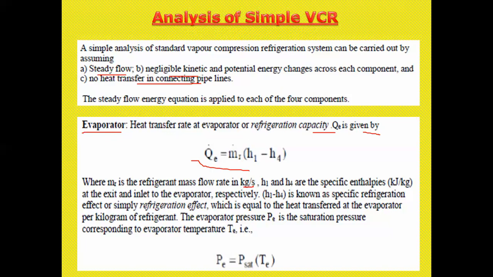in kg per second. H1 and H4 are the specific enthalpies at the exit and the inlet of the evaporator. Therefore, H1 minus H4 is known as the specific refrigeration effect, or simply the refrigeration effect. So what is the simple refrigeration effect? H1 minus H4 is the simple refrigeration effect, which is equal to the heat transferred at the evaporator per kilogram of refrigerant.